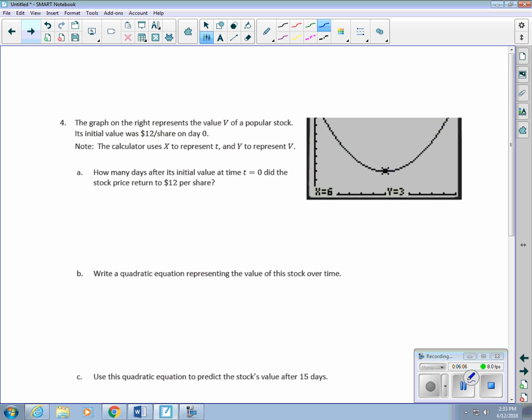So it says how many days would it take to return to $12 a share? And so based on symmetry, it would take 12 days. I mean, I'm sorry. Yeah, 12 days.